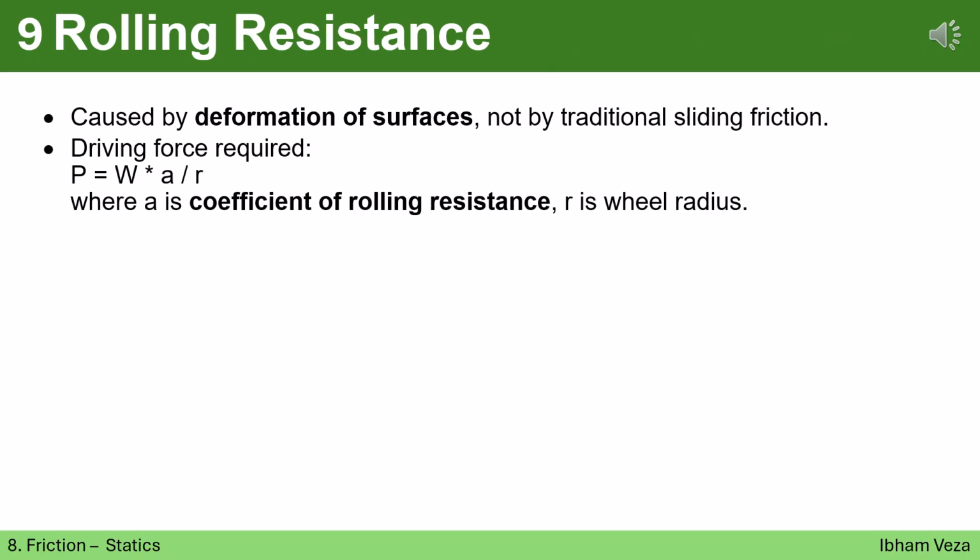Rolling resistance. Rolling resistance differs from sliding friction. It mainly arises from the deformation of the wheel and the supporting surface during rolling motion. Because of this deformation, additional force is required to keep the object moving. Reducing rolling resistance is important in transportation systems because it improves efficiency and reduces energy consumption.